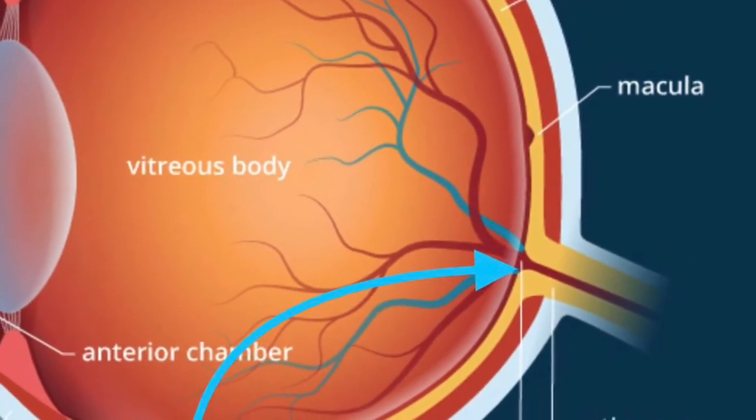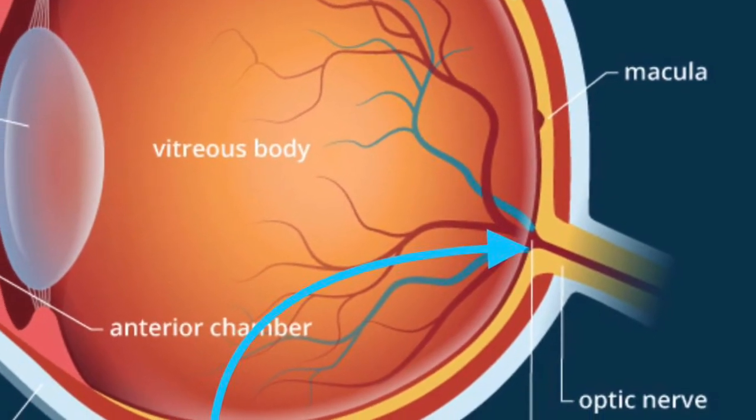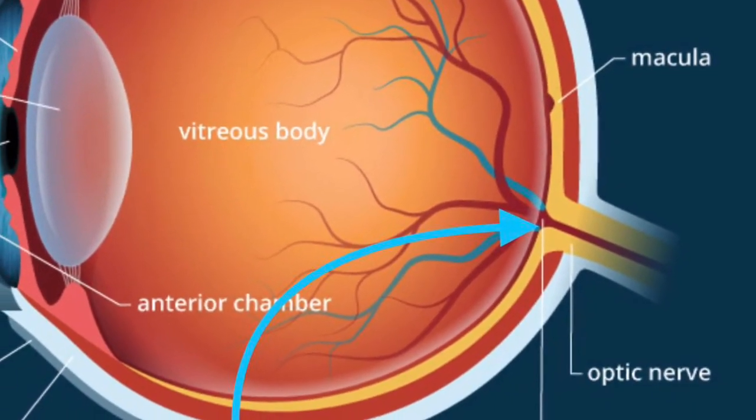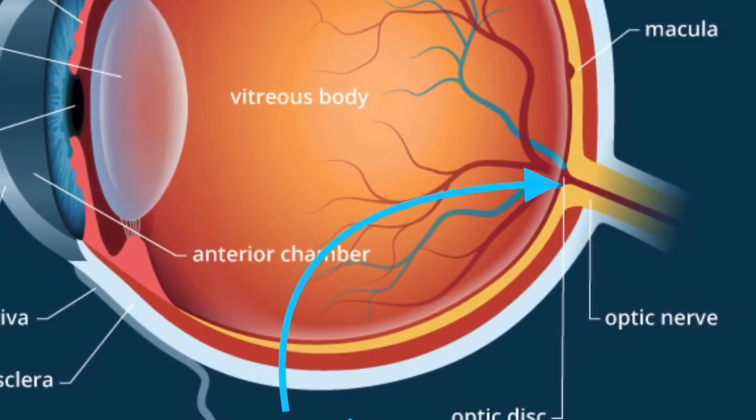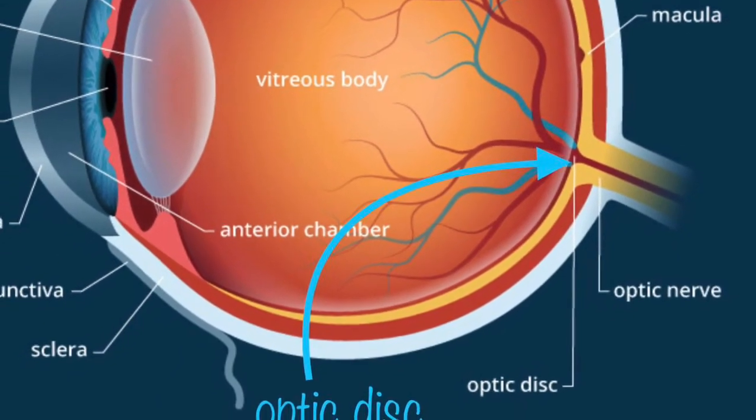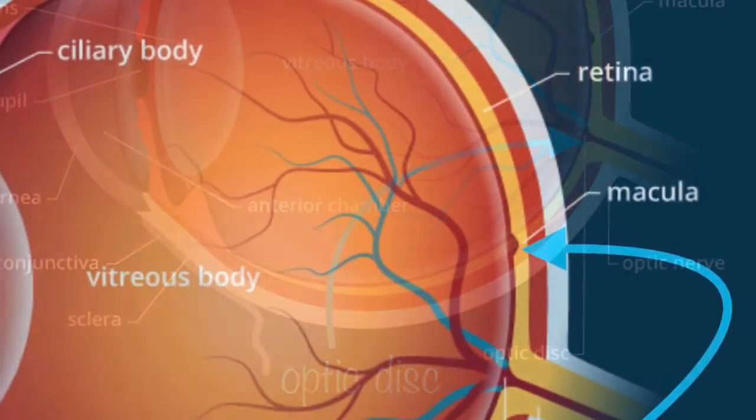Next up, we have the optic disc. This is also known as the blind spot. This is the head of the optic nerve where the cell axons exit the eye. There are no photoreceptors there, no rods or cones, at the optic disc.